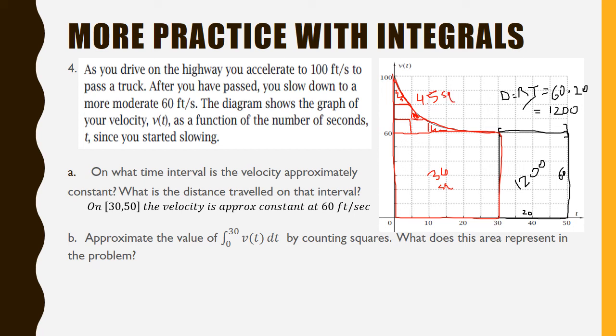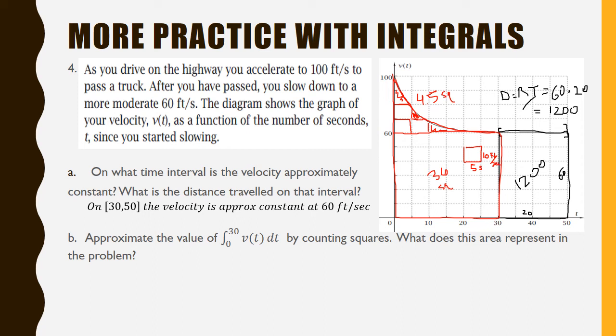But how much is a square? What does a square count for? Well, one of these squares is actually 5 seconds by 10 feet per second. 10 feet per second.